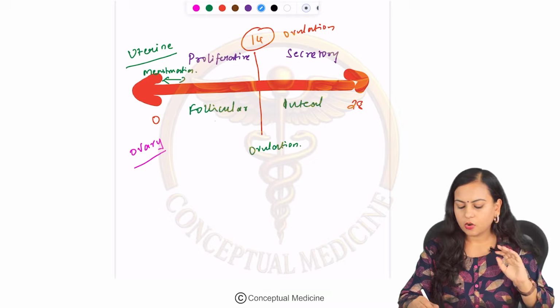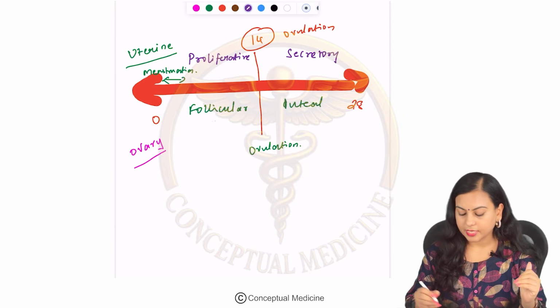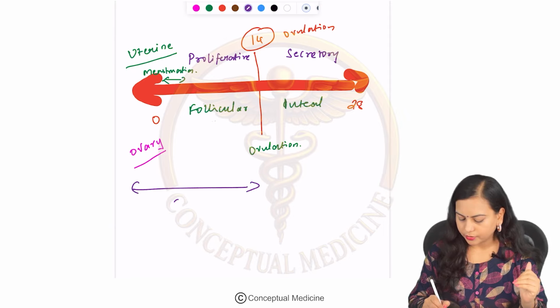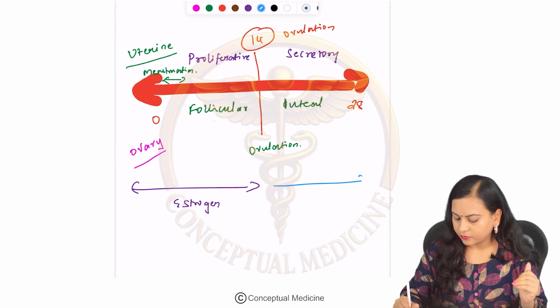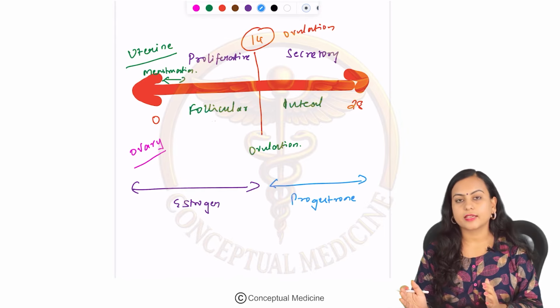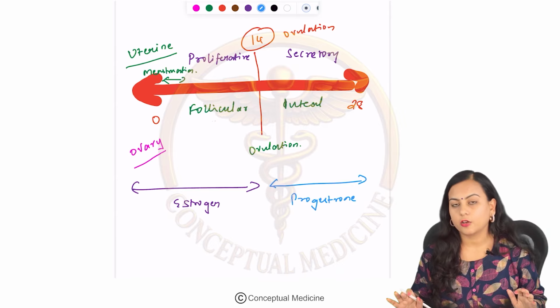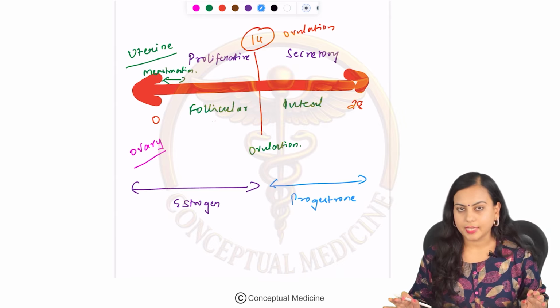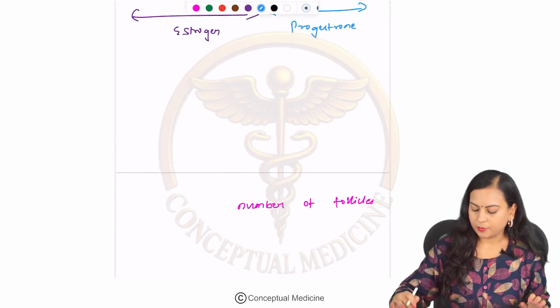Now, the hormone acting in the first half of the cycle is mostly going to be your estrogen, and in the second half of the cycle we have the progesterone acting. The estrogen can also act in the second half of the cycle, but remember, progesterone is the main hormone acting in the second half of the cycle, right? So this is very important.